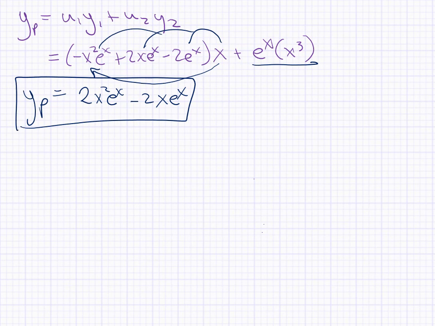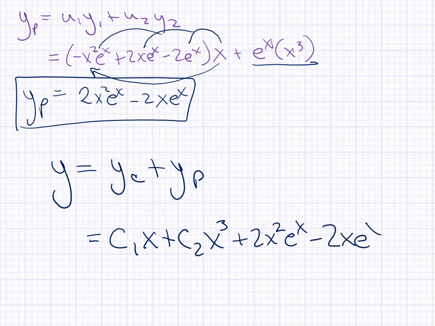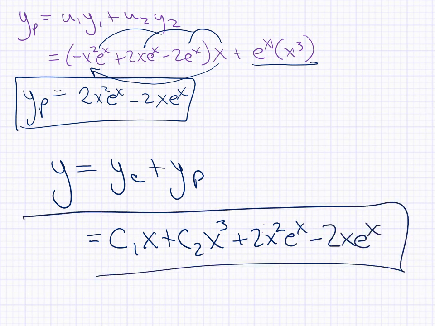So then, to build the final answer, we should have y sub c plus y sub p, in which case y sub c was, remember, c1x plus c2x cubed, and y sub p is 2x squared e to the x minus 2x e to the x. And there's your solution to the second order Cauchy-Euler non-homogeneous equation.